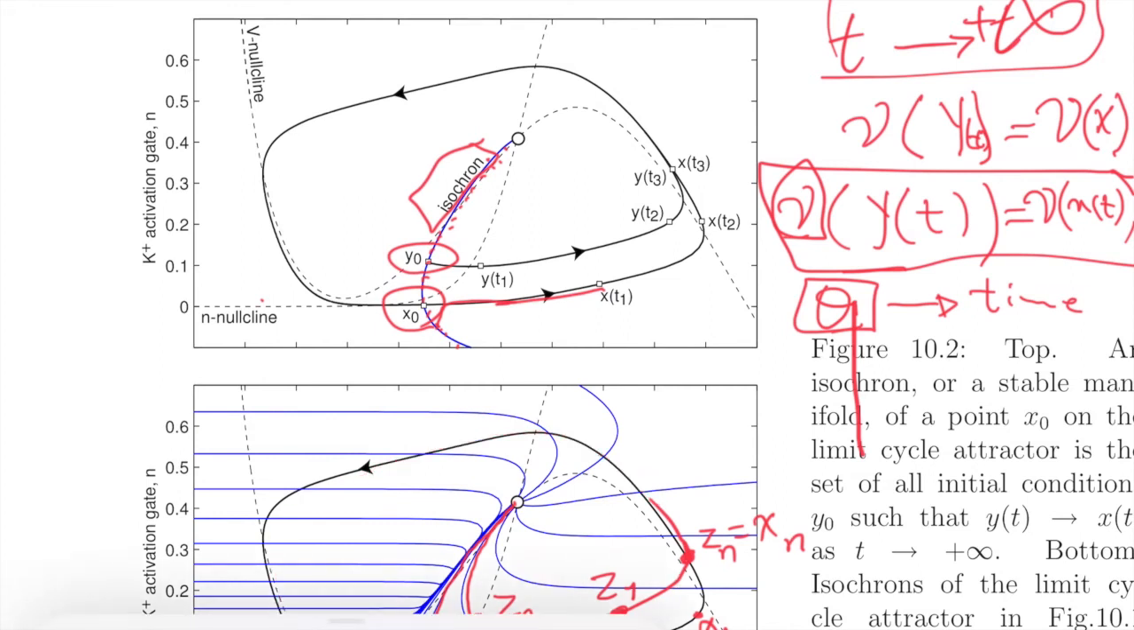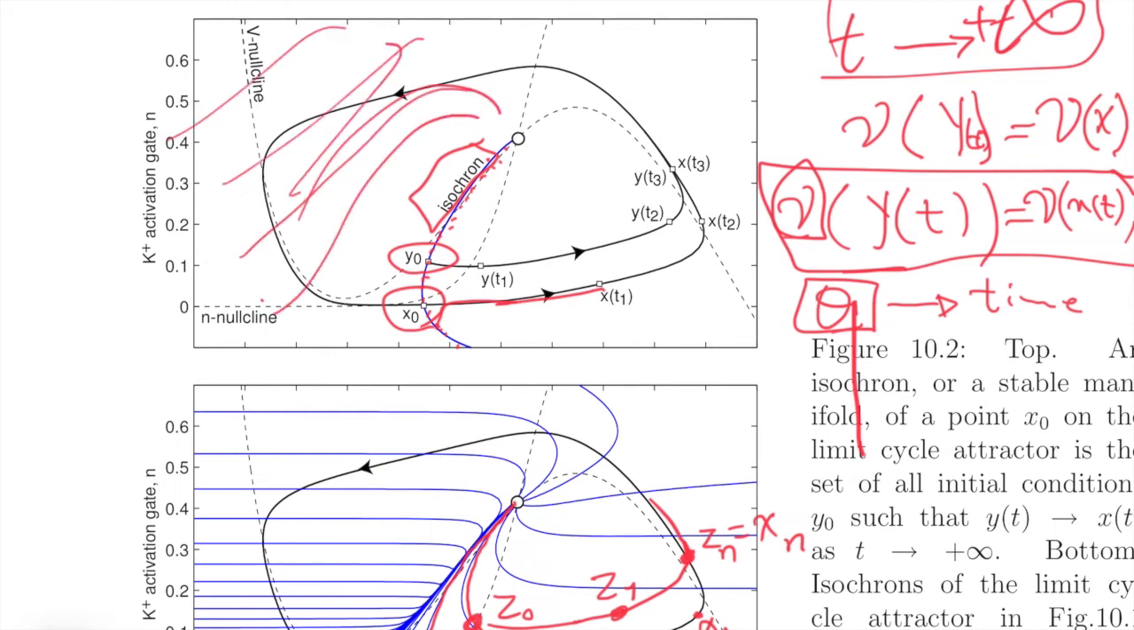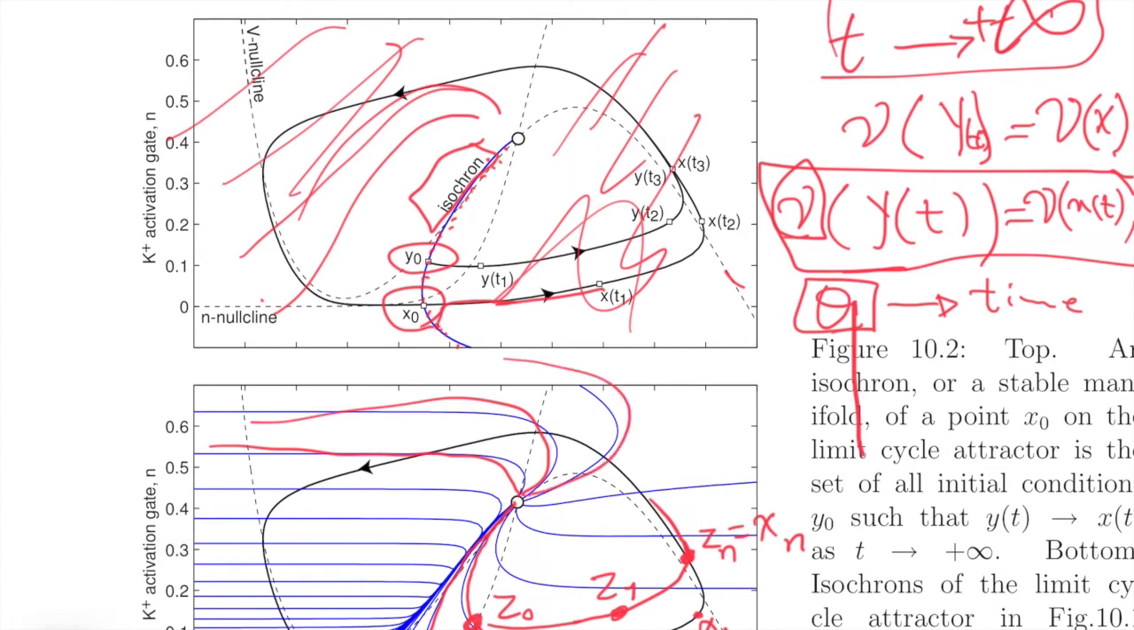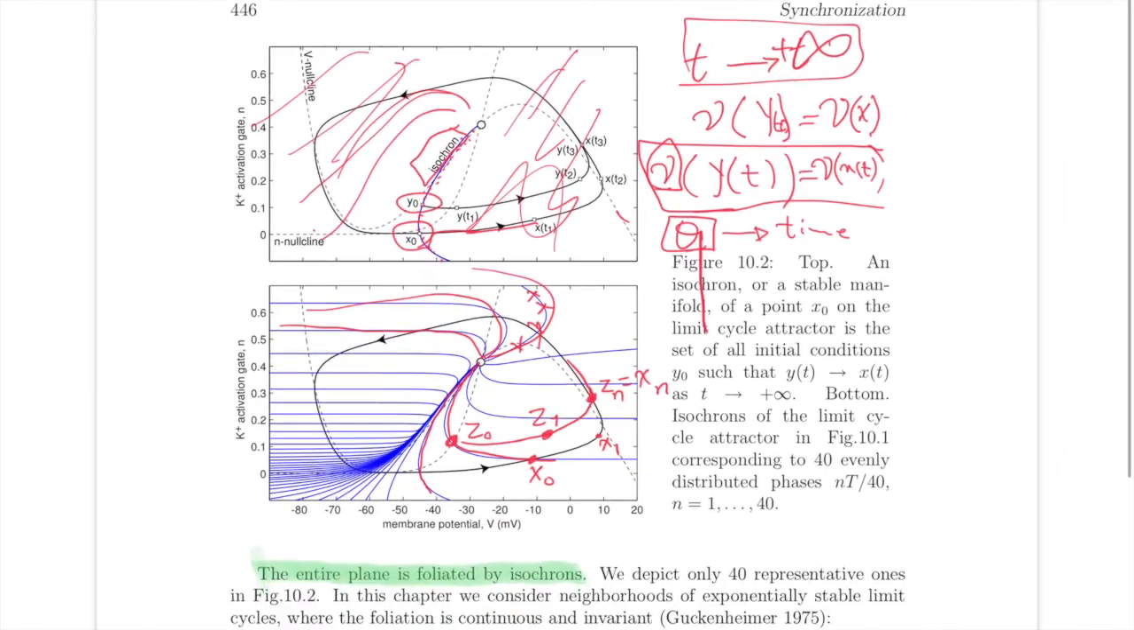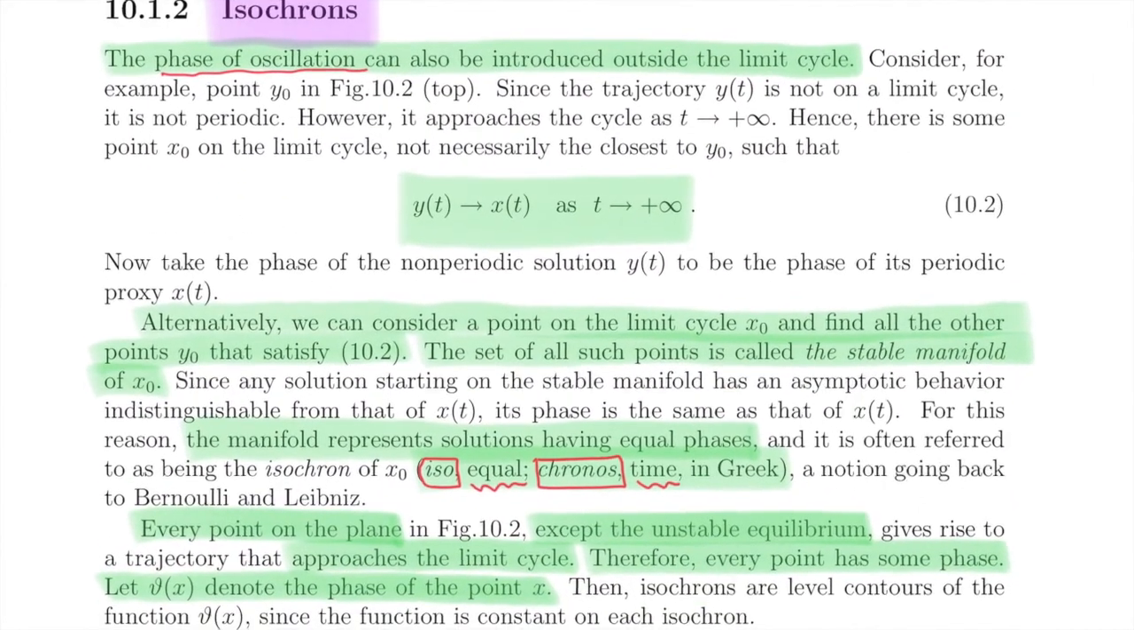So all of this phase plane here is full of isochrons. Just 40 of them are being shown here, like this, like this, like this. All of these points here, which are the representation of the state of our system, have the same phase. This is the idea of isochron. That's all. But for understanding it better, let's see what Izhikevich is telling us here.